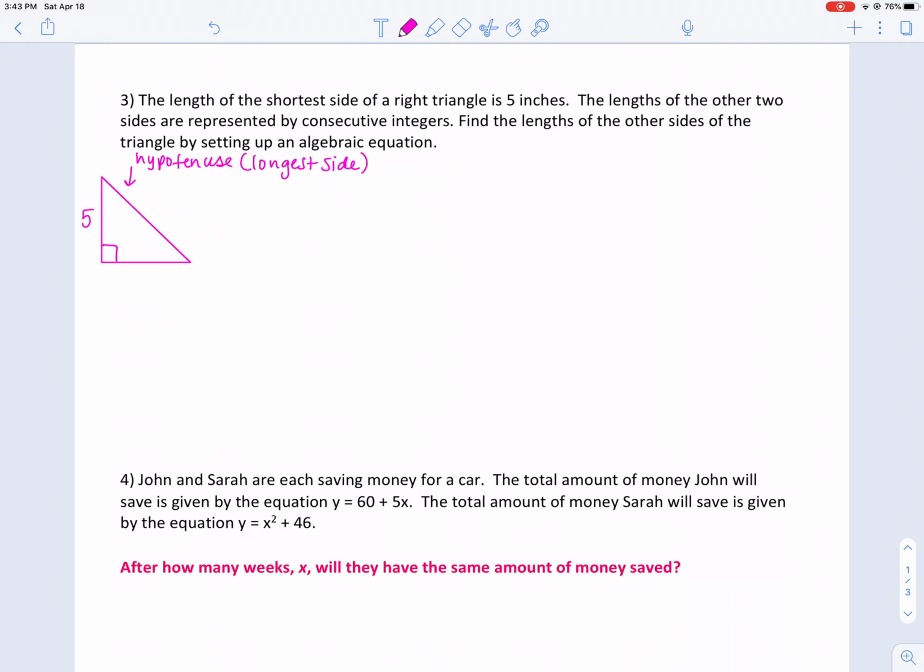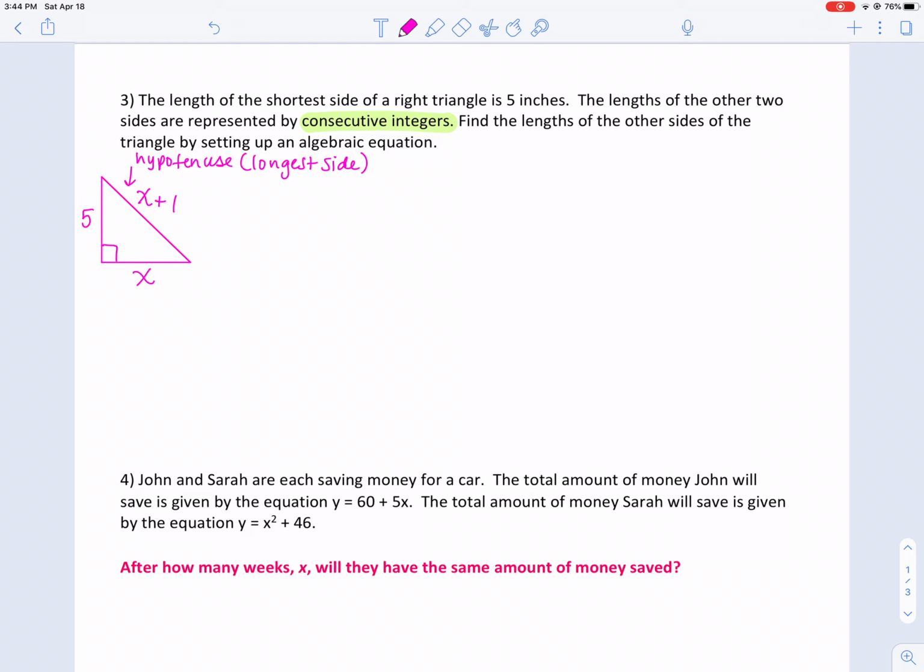Okay, so then it tells me that the lengths of the other two sides are represented by consecutive integers. So what are consecutive integers? Well, one of them would have to be x, and the other one would be x plus 1. Think of consecutive numbers, 5 and 6. x and x plus 1. Whatever number you have, to get to the next number, you would add 1. The hypotenuse has to be the longest, so it has to be x plus 1.